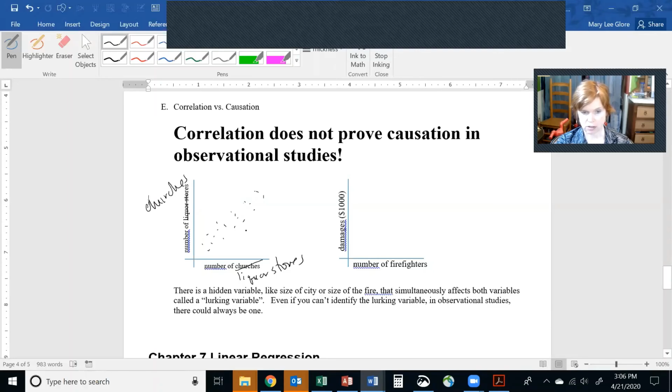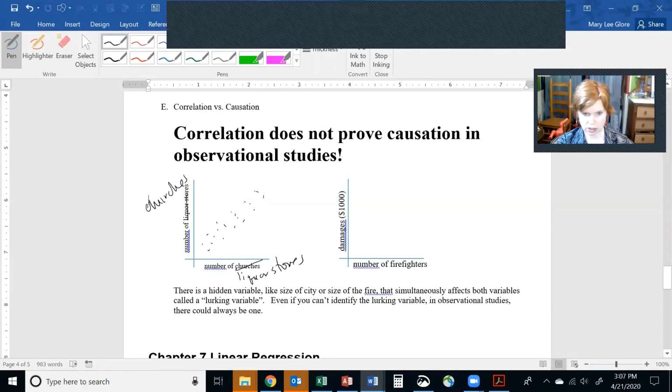Okay. There's a hidden variable. We've talked about this before. It's called a lurking variable, which causes both of these variables. So it affects both these variables and then affects the relationship between them.